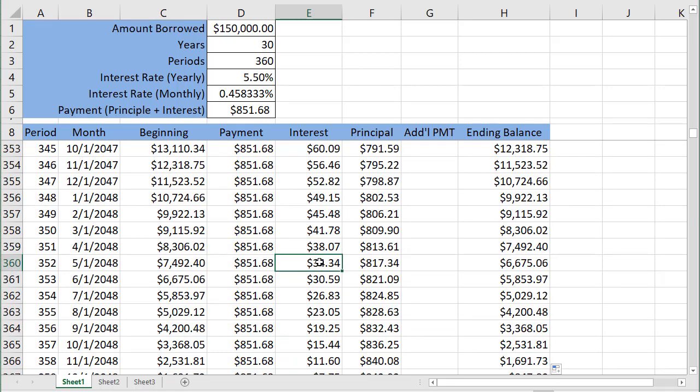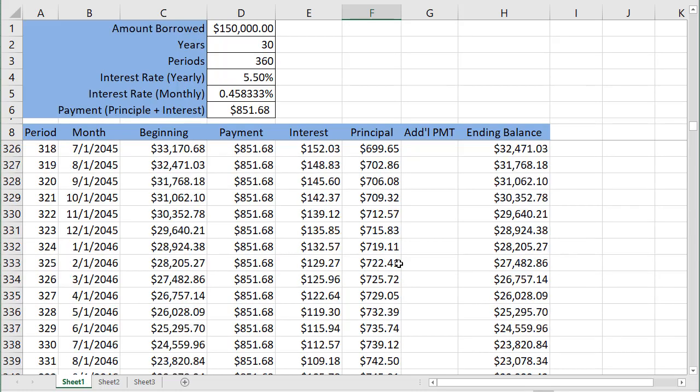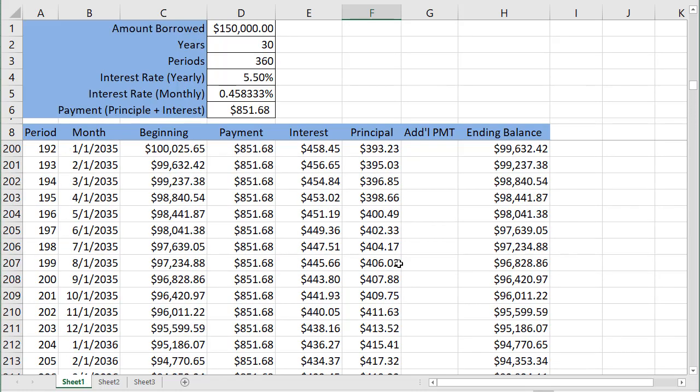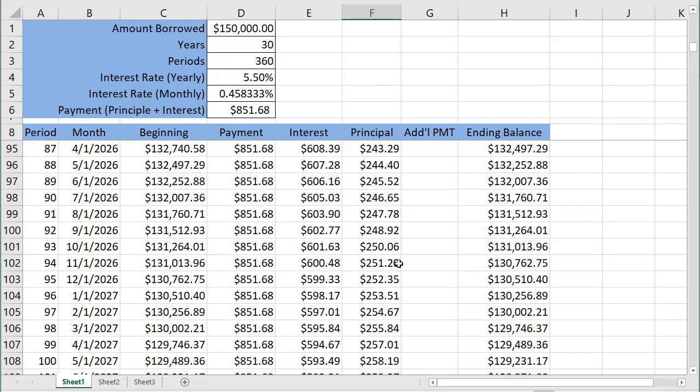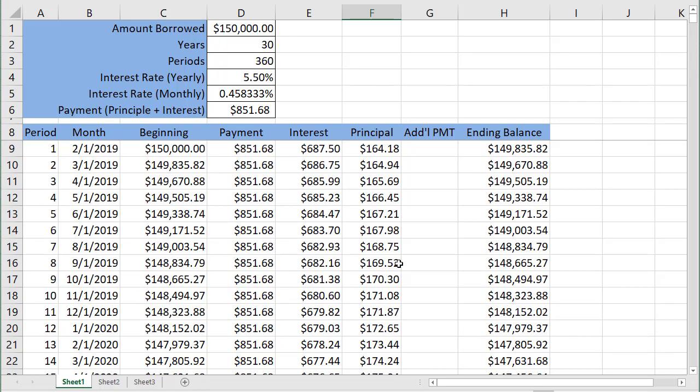One thing you'll notice here toward the end is that the amount of interest that you pay as a proportion of your payment is much less. The amount of principal, of course, is much more toward the end. Some people think that's a government conspiracy, but it's really just the way that loans work. Toward the beginning, you pay a lot more in interest per payment and less principal, but then toward the end, you pay a lot more principal and much less interest until you get paid all the way down.